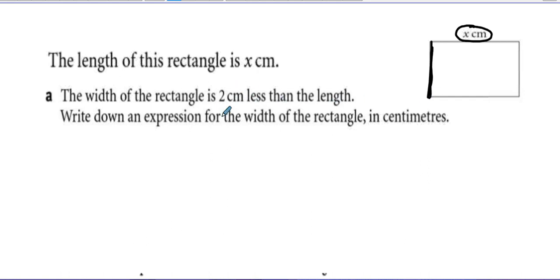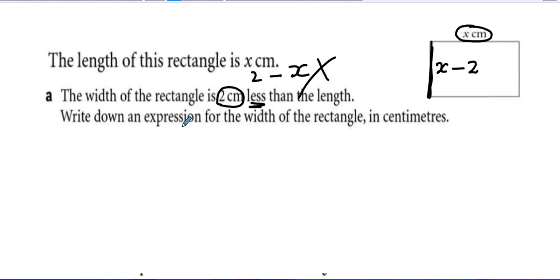Now, common mistakes. Majority of students usually will do 2 centimeters minus the length, minus x. That is incorrect. What we do is, the length of this rectangle is x centimeter. The width of the rectangle is 2 centimeter less than the length. So here we do the length, which is x, then minus 2, because less means subtract.